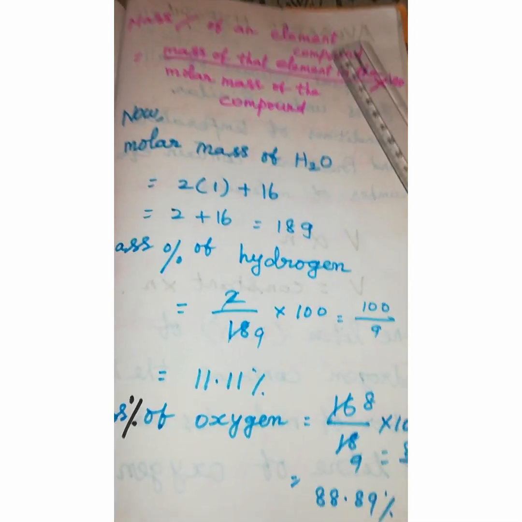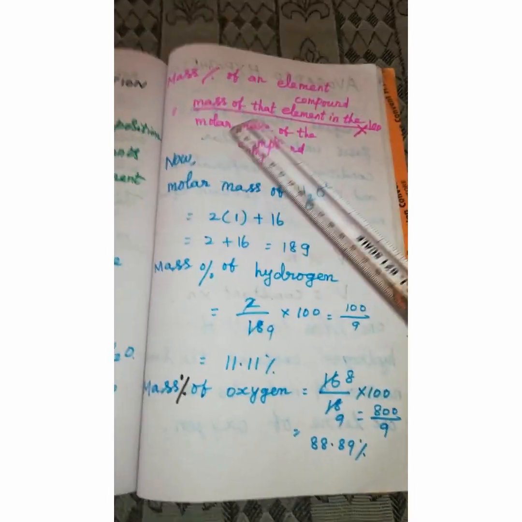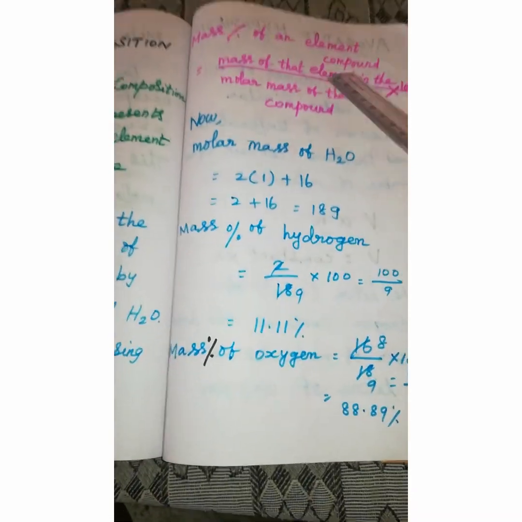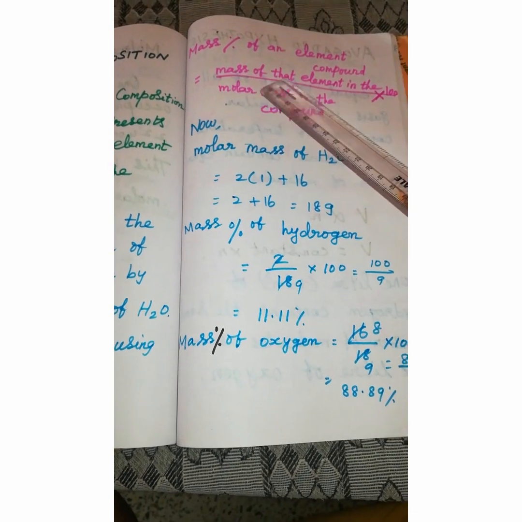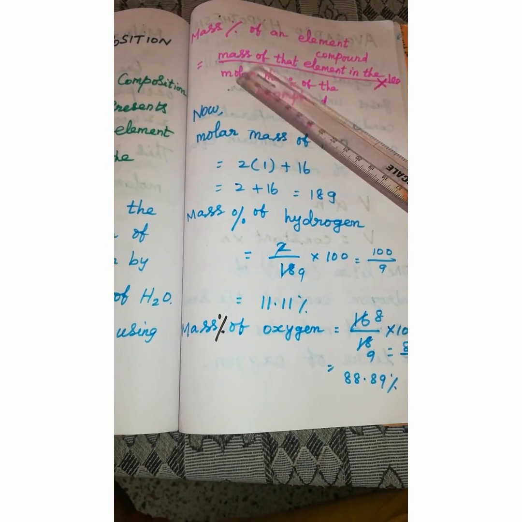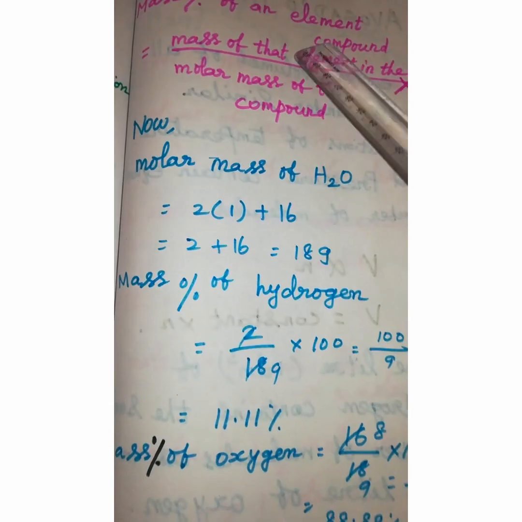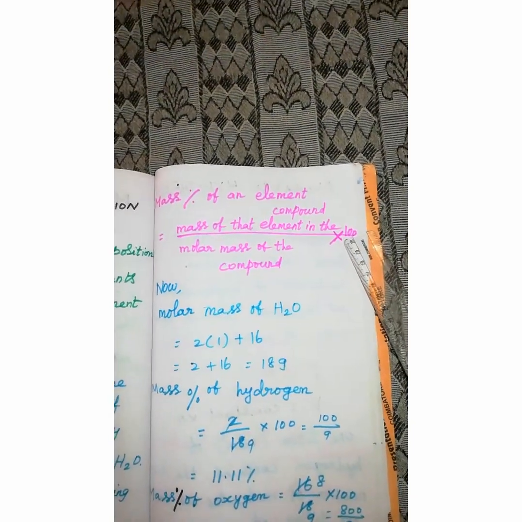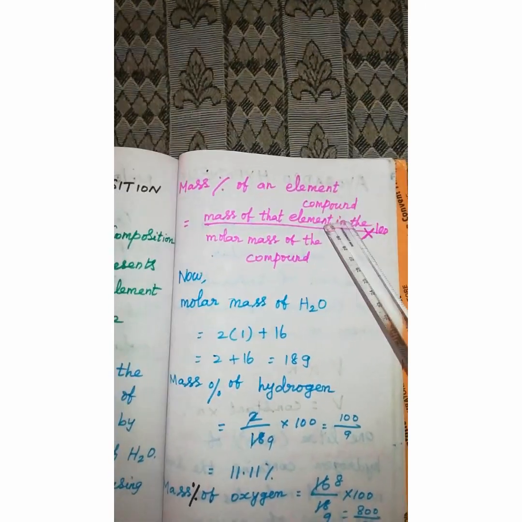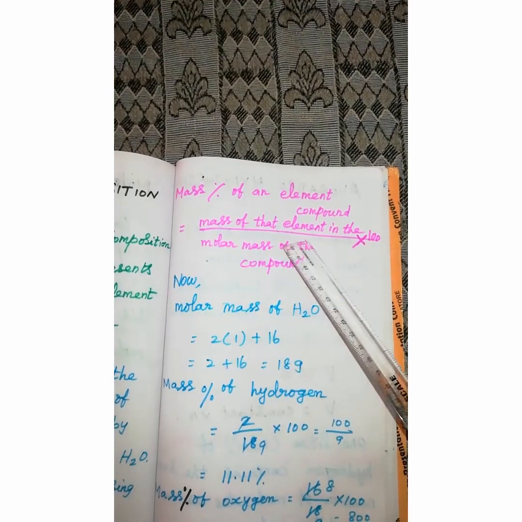Mass percentage of the element equals mass of that element in the compound divided by molar mass of the compound into 100. What's the formula used to find percentage composition? Mass percentage of an element equals mass of that element in the compound divided by molar mass of the compound into 100. Yes, molar mass of water.